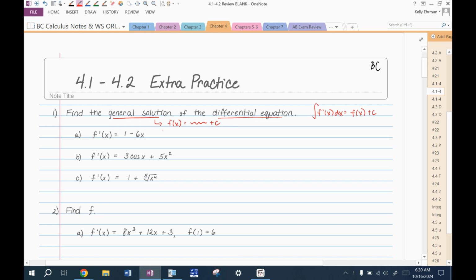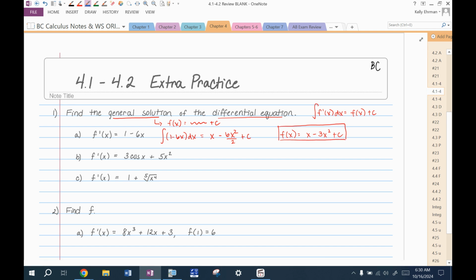All right, so I need to take the integral of 1 minus 6x dx. So remember your integration rules. The integral of a constant is x, so this is 1 times x. The integral of x to the first is x squared over 2, so minus 6x squared over 2 plus c, and then we just clean this up a bit. So the general solution is f of x equals x minus 3x squared plus c. You can change the order of that if you don't like having this not in standard form, but I'll just leave mine like that.